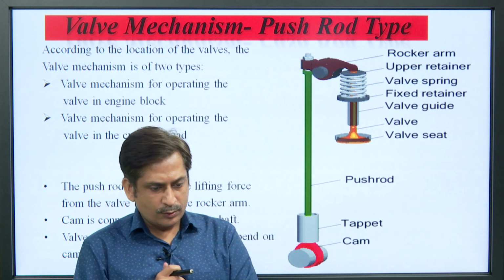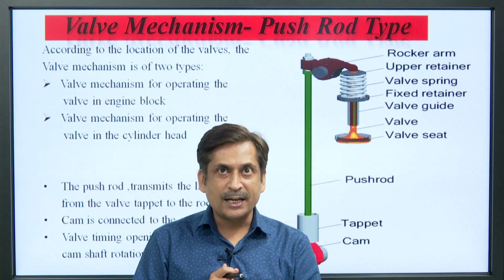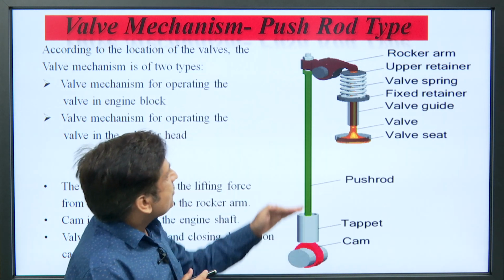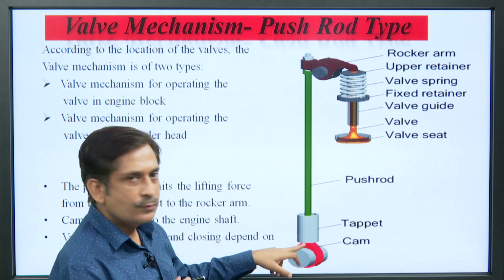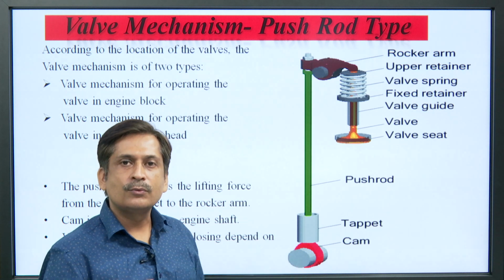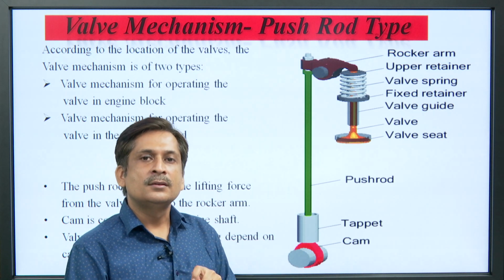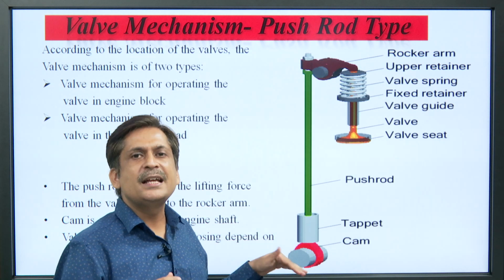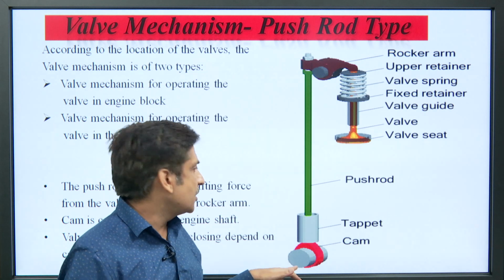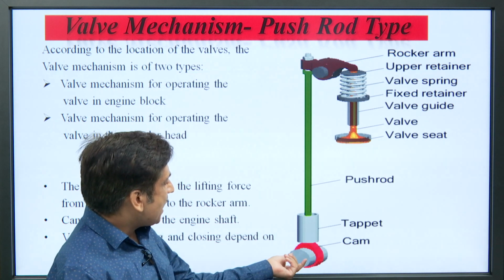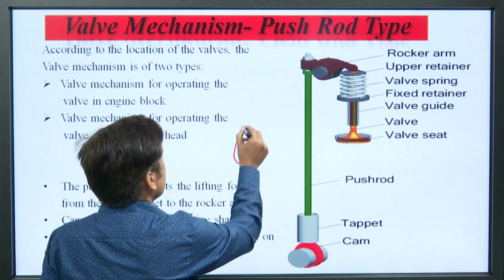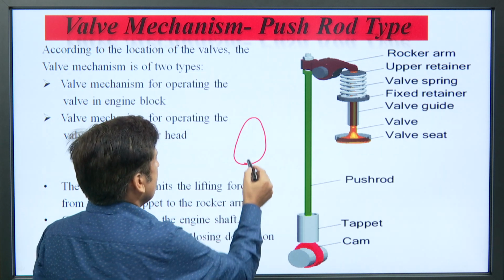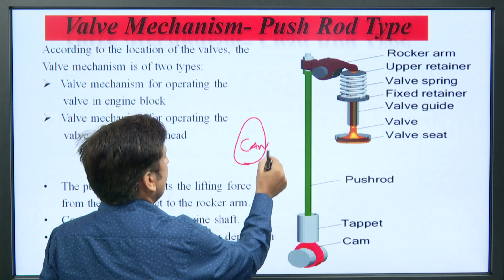This diagram is for the push rod type valve mechanism. Here you can see the different components. Here is the cam, which is operated with the help of the movement of the crankshaft. It revolves at approximately half the speed of the crankshaft, and it is tapered, and this cam is designed in this shape as per your requirement. It is called the cam profile.